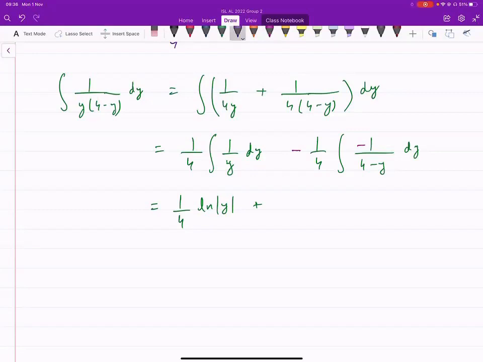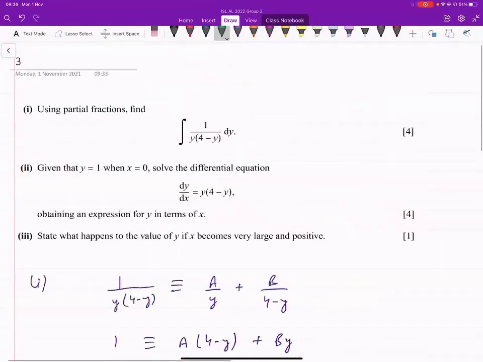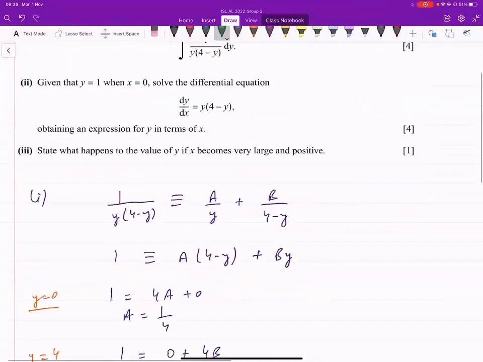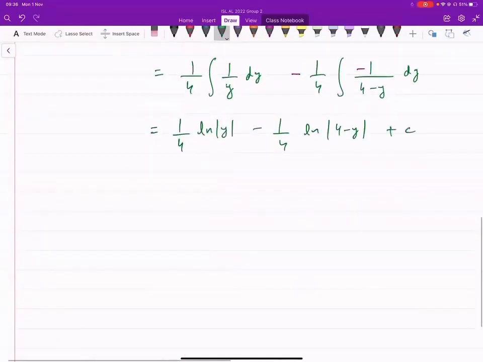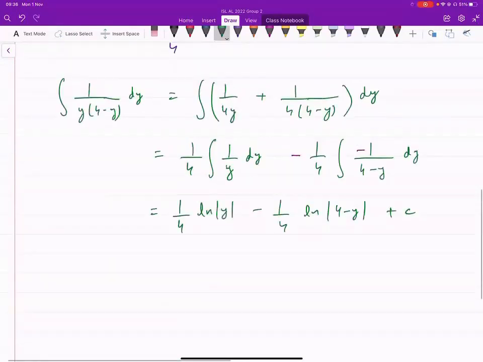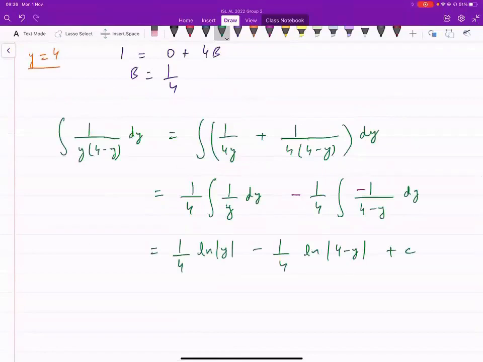So what do we get then? We get minus 1 over 4 ln of 4 minus y. आपको वो integral find करना था, so you put plus c there as well. That's your integral. Is that okay? So we just found the partial fractions, we converted to a log form, and we integrated that.